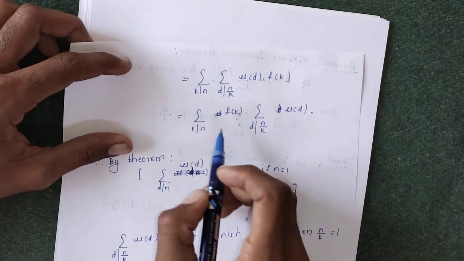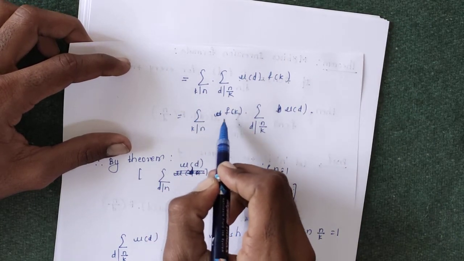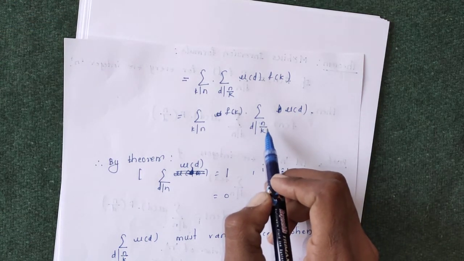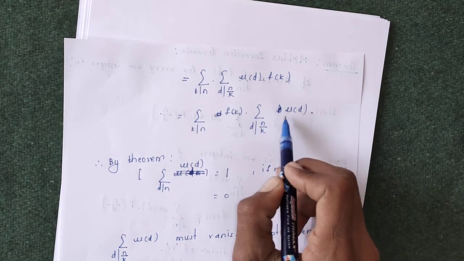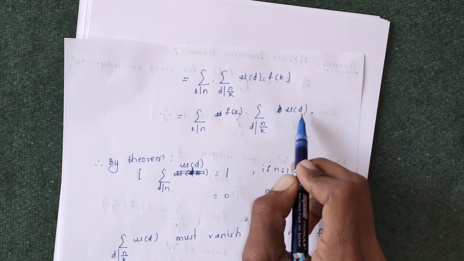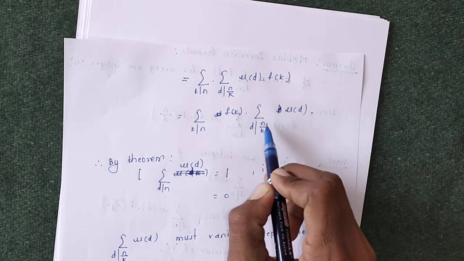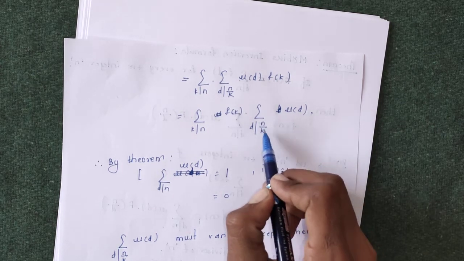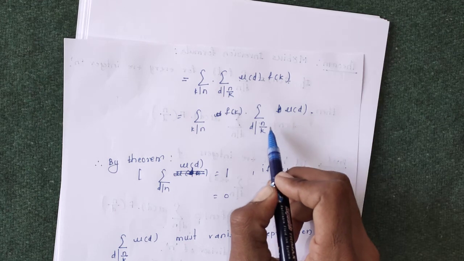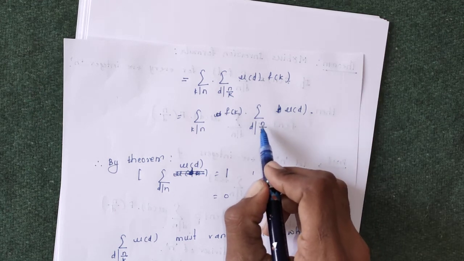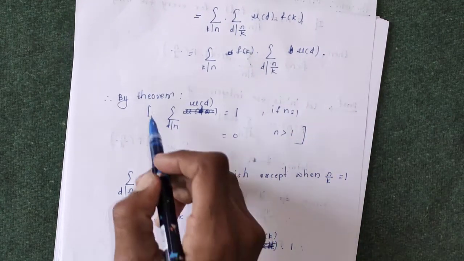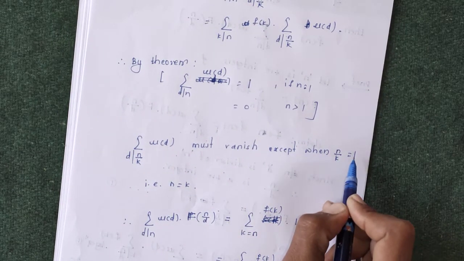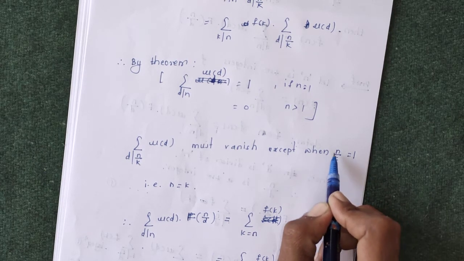And just separating the summation, so summation of f of k over k running from 1 to n and summation mu of d where d divides n by k. Now we know that summation of mu of d is either equal to 1 or 0, 1 whenever this number is equal to 1 and 0 when this number is greater than 1. So this summation will become 0 except only when n by k is equal to 1. So using this result, we can write this summation vanishes whenever, except only when n by k is equal to 1. N by k is equal to 1 means n is equal to k.